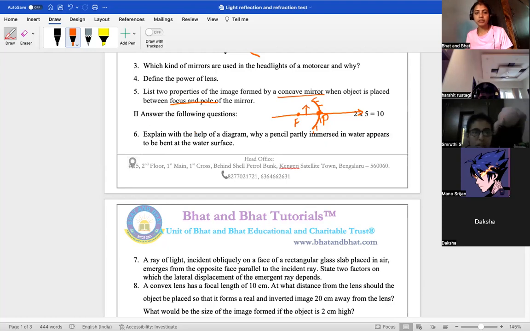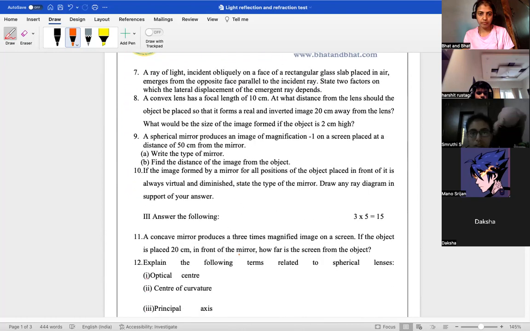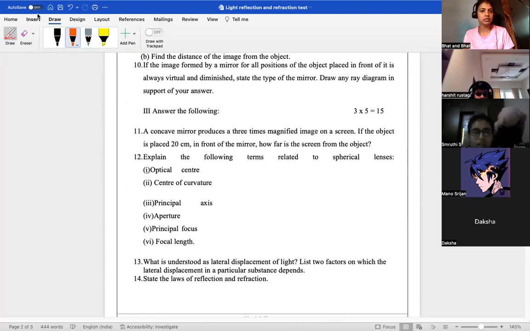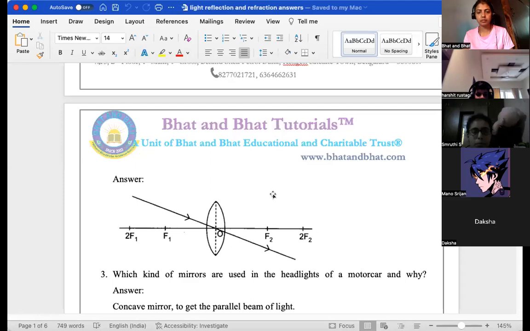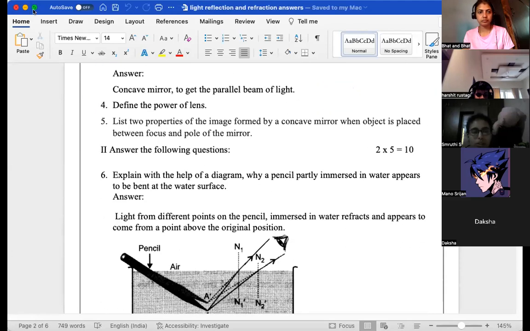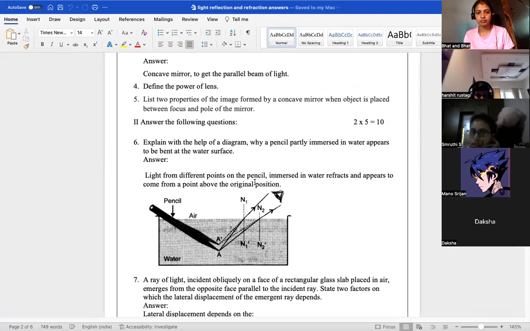then explain with the help of a diagram why a pencil partly immersed in water appears to be bent at the water surface. What happens? Why does it appear bent? In these questions, let me share the other screen with answer. So this is how it appears, correct?